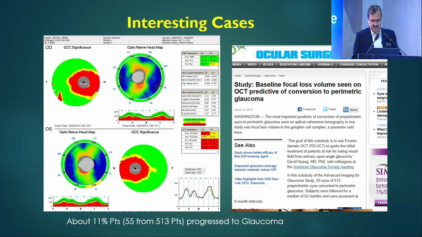And now if you see, when you do an OCT, the RNFL fibers are all normal, but the GCC complex is significant. There is a significant loss. This study shows that when there is a GCC significant loss, a high intraocular pressure is better treated than observed.